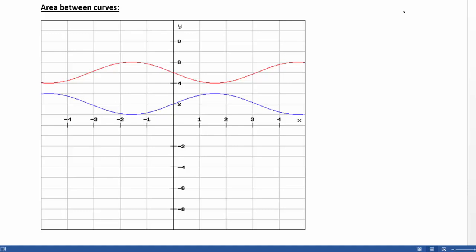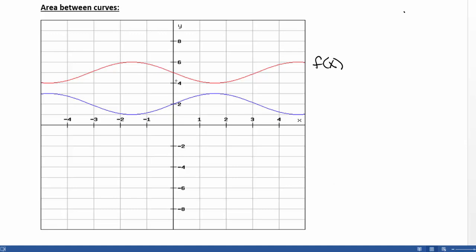Area between curves. Now that we have a good understanding of how the area works in relationship to the x-axis, we want to now use the information we know to talk about how we might find the area between two functions. So consider the picture below. Our top function, we're going to call f of x. We're going to talk about that first.